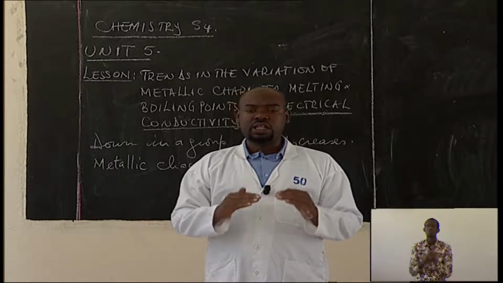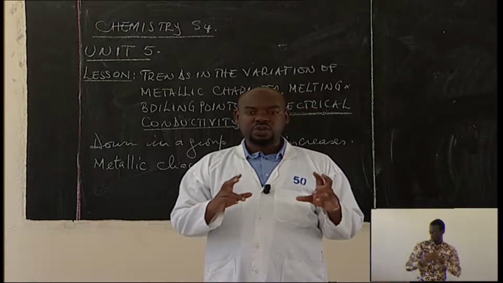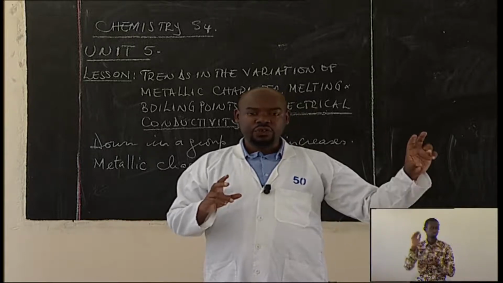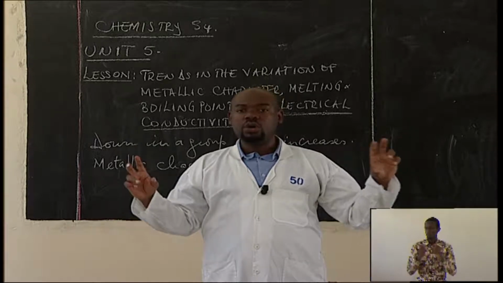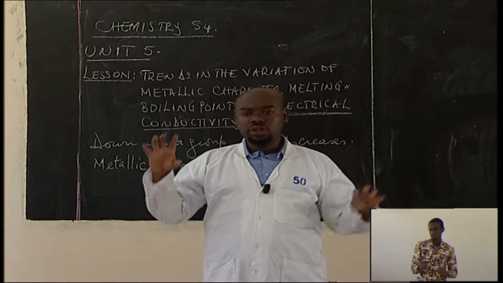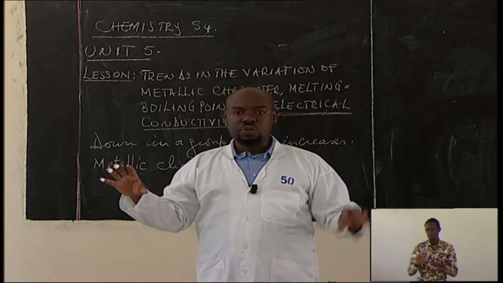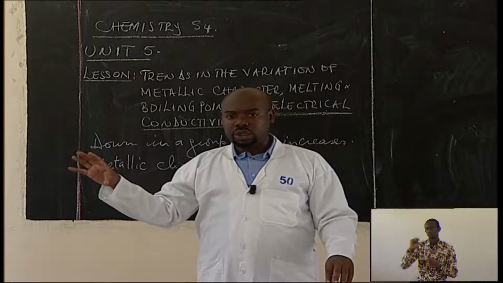So metallic character decreases. And that is the reason why we said when moving from left to the right in the periodic table, we move from elements which are more metallic to the elements which have a low metallic character. So we move from metals to non-metals.